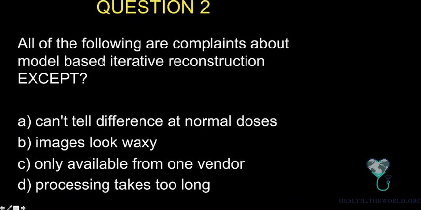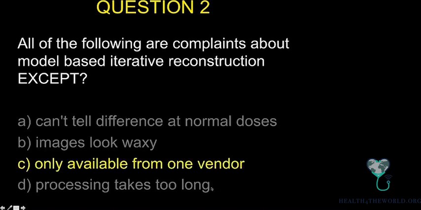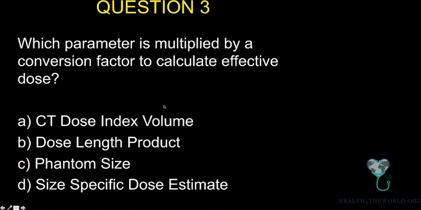Question 2: all of the following are complaints about model-based iterative reconstruction, except: I can't tell the difference at normal doses? Yeah, again, you have to be the one that drops the dose. It doesn't do it for you. Images look waxy? They kind of do. It has a little bit of a weird look. You have to get used to it. Only available from one vendor? No, they have several vendors out there. Processing takes too long? Yeah, it takes a long time. It takes about an hour. So what was the except? This was the wrong answer, or this was the right answer because it was not something that's a complaint.